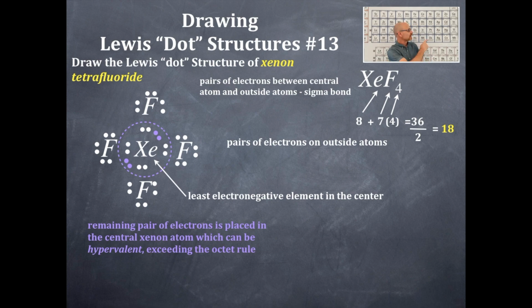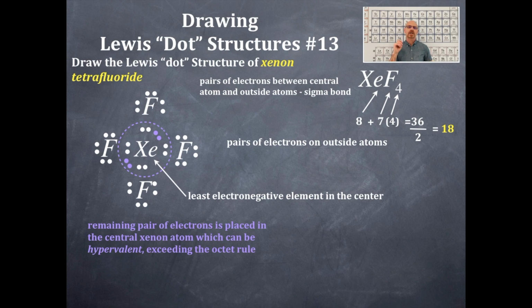Okay, so xenon is most certainly period 3 or greater. That's 3, 4, 5, 6, or 7, and it can exceed the octet rule, and that is it can be hypervalent.